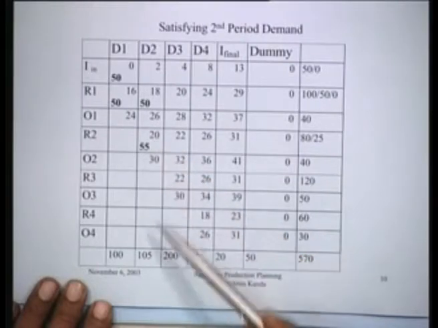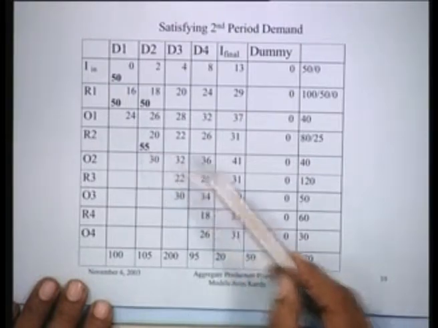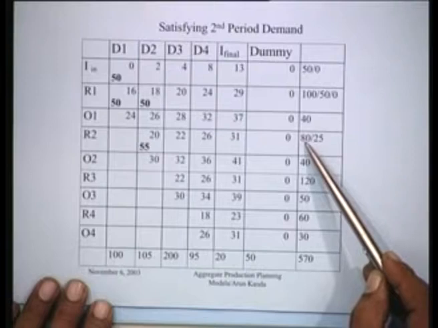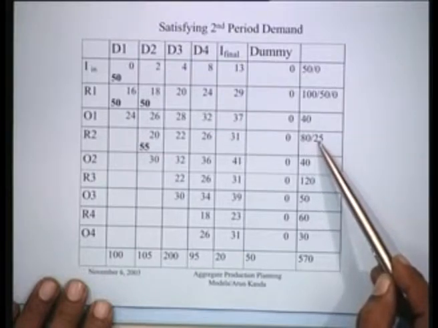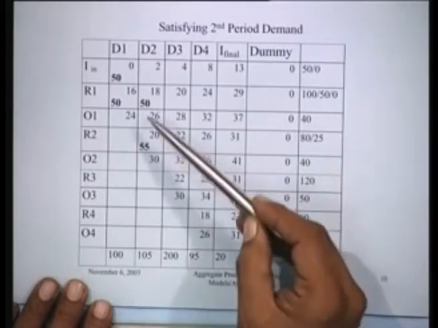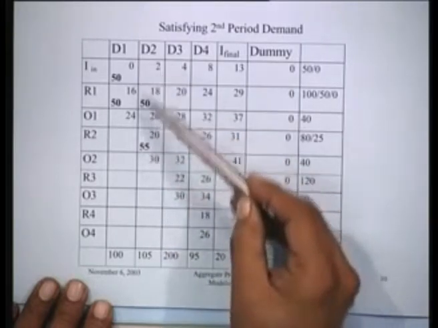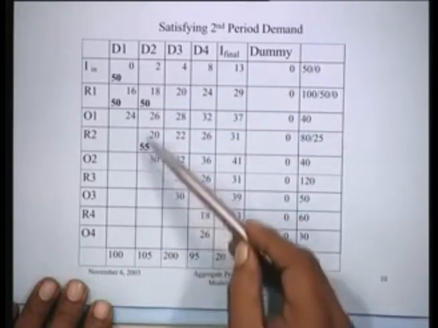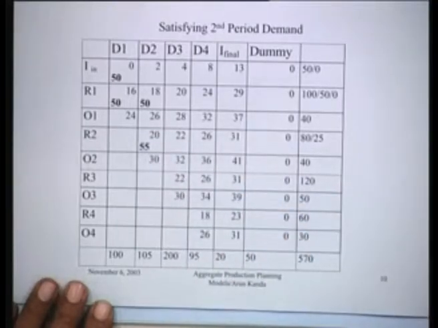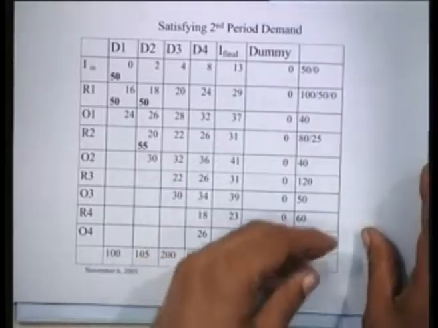So in 20, the balance 55 can be allocated to this particular cell, and in which case, after 55 units are allocated, only 25 units will remain as far as the availability of R2 is concerned. Okay? So we have been able to now satisfy the demand for the second column or the second period. This 105 is taken care of, and we have updated the whole procedure. We will continue in this fashion.